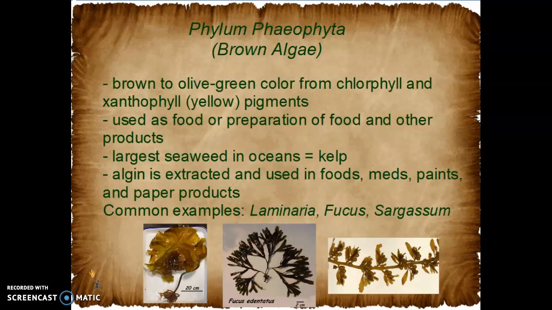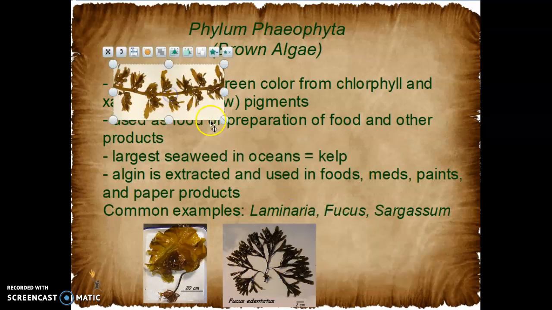Okay, phylum Phaeophyta are your brown algae. They have a brown to olive green color, some yellowish colors in them. A lot of these we used for food preparation and products. Some of the largest seaweeds in the ocean are browns. They're called kelp. This is an example of that there. We get algin from some of these, and they're in foods and medications and paints and paper products. Okay, so this one is called laminaria, this one is called fucus, and this one is called sargassum.